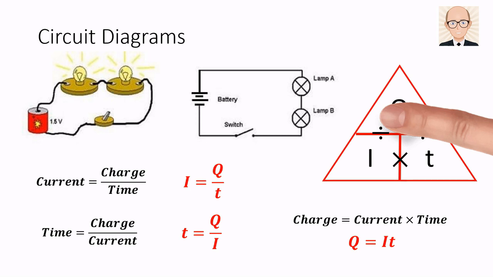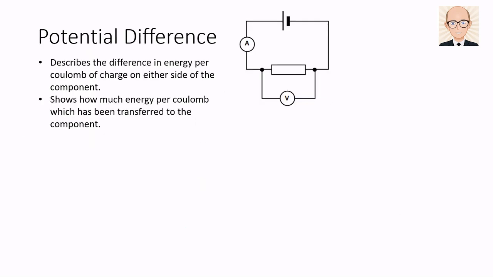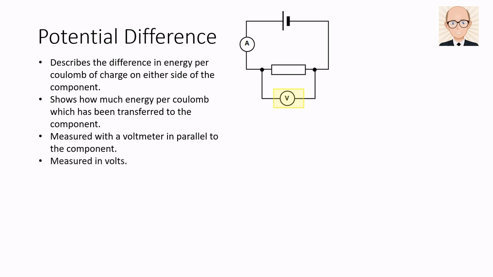Just remember that when calculating the current in a series circuit like this one, the current is the same in all parts of the circuit. The potential difference describes the energy that is being transferred to the component by each coulomb of charge that passes through it. It's measured using a voltmeter placed in parallel with the component. The units of potential difference are joules per coulomb, which has been given the more usual name of volts after the Italian physicist Alessandro Volta.